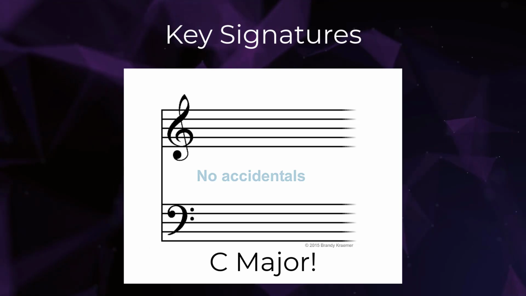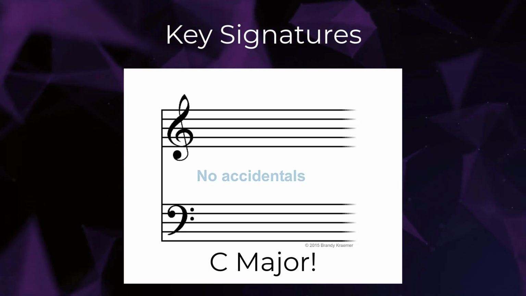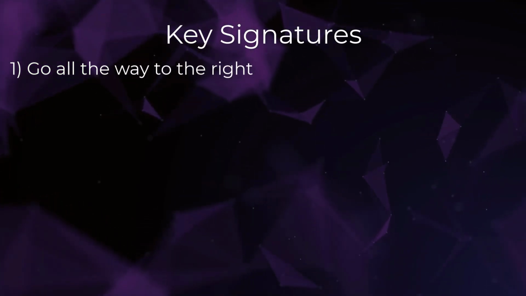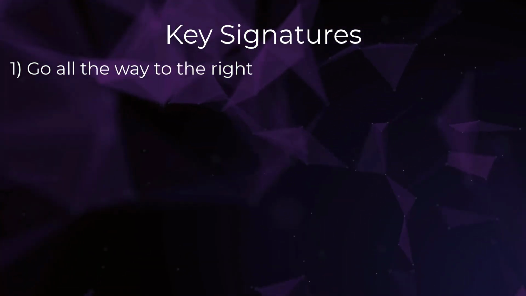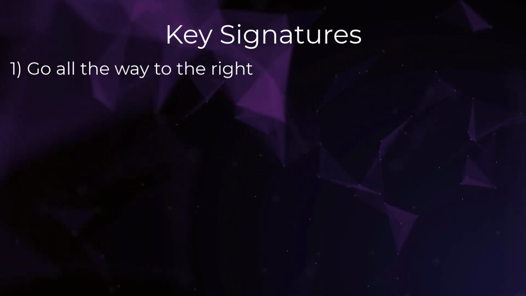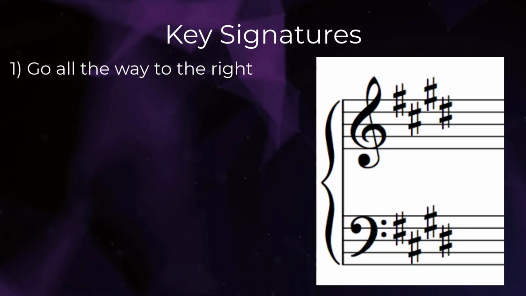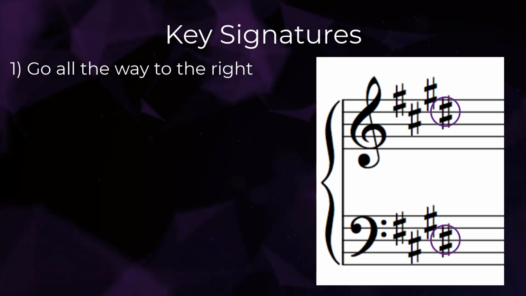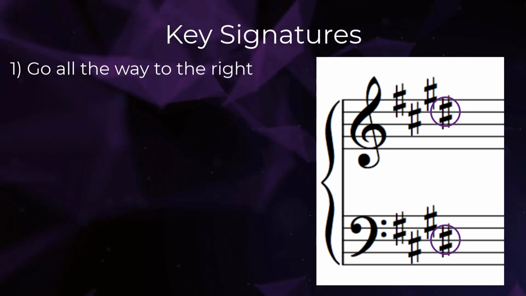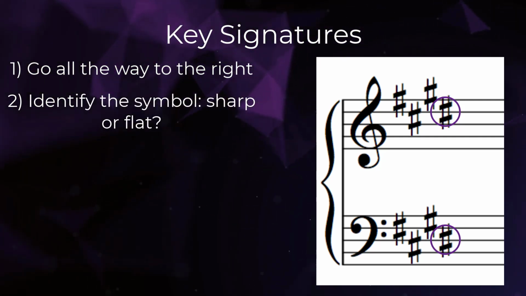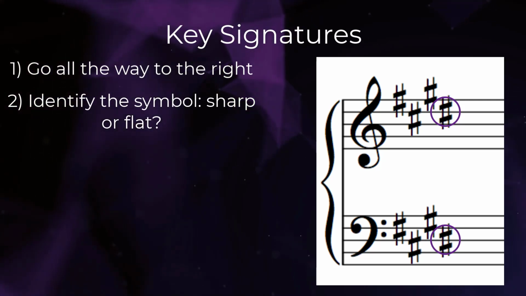To discern all other key signatures, follow these steps. First, go all the way to the right in the key signature, so you are looking for the rightmost symbol in that key signature. Here we have 4 symbols, so we go to this one here. Way to go! Step 1 down. Step 2. Identify what type of symbol you're dealing with. Is this sharps or flats?